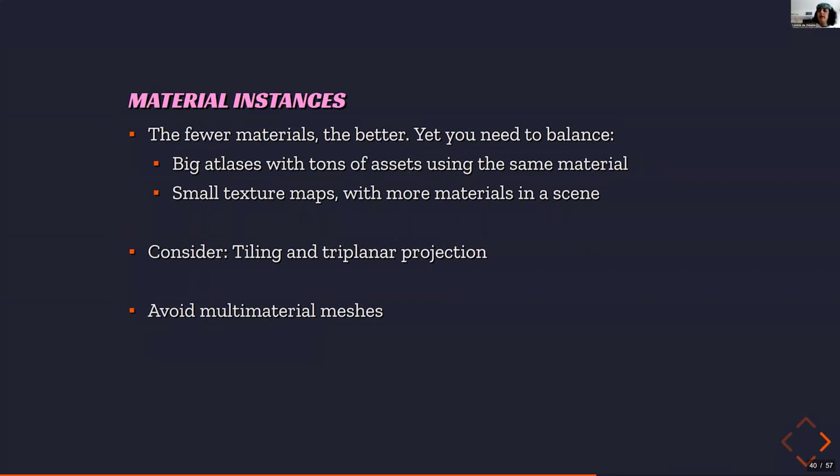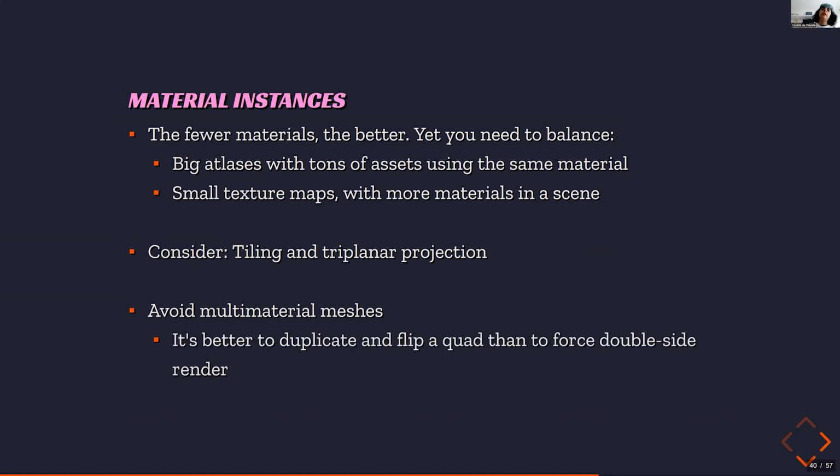For each material, the object gets a new pass. That means it will have to render twice. If a skin mesh already costs 10 times more than a static mesh and it has 3 materials, it costs 30 times more to render than a static mesh with a single material. It's better to duplicate a quad than to force double-sided render.